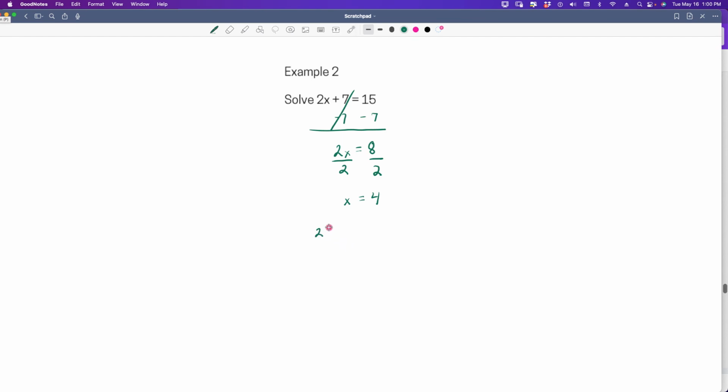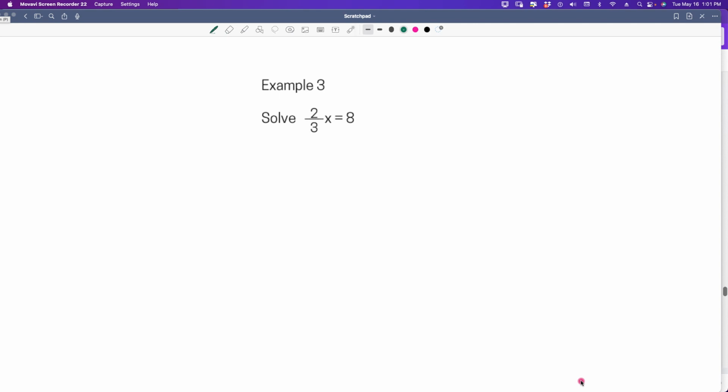So now I need to check and make sure that that is the correct solution. So 2, substitute in for x the value that we found, which is 4, plus 7 equals 15. 2 times 4 is 8. 8 plus 7 does indeed equal 15, so the value of 4 for x is correct.